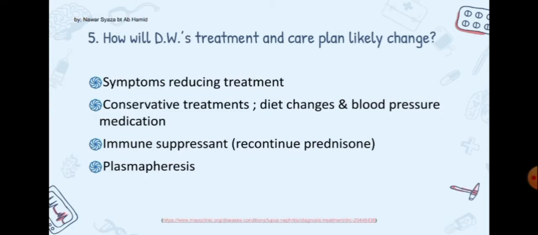Other than that, immune suppressant medication should also be prescribed to slow or stop the immune system from attacking healthy cells. So, prednisone, which was previously discontinued, should be recontinued again. However, if the patient is not getting any better or has become worse, plasmapheresis treatment should be considered.